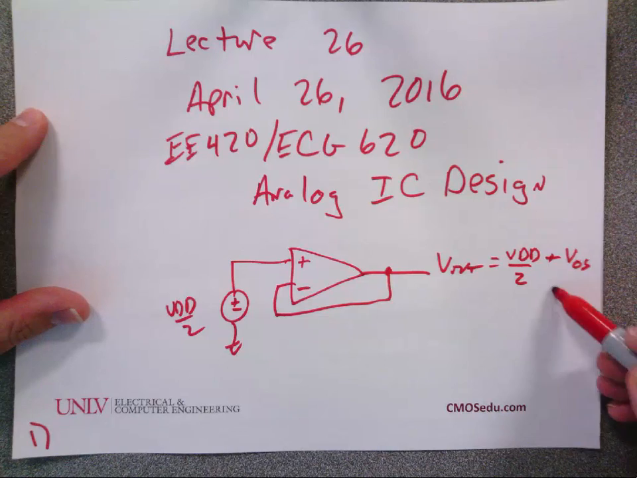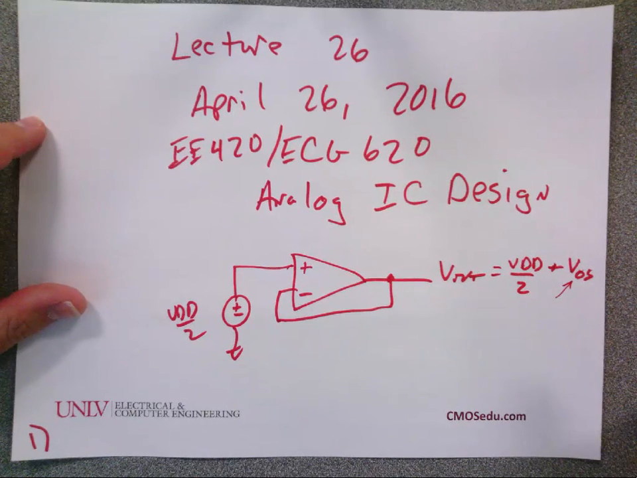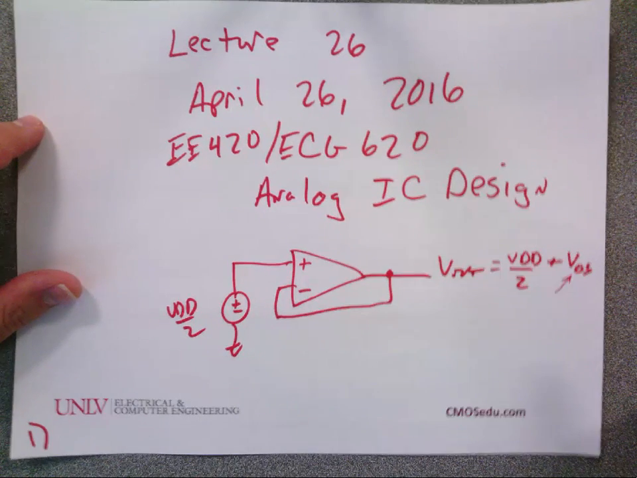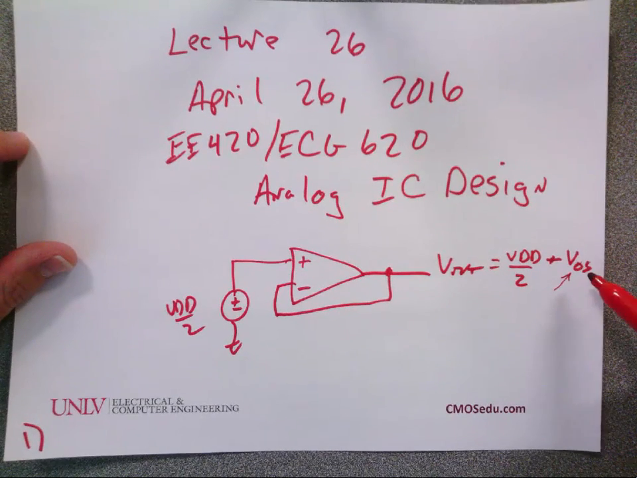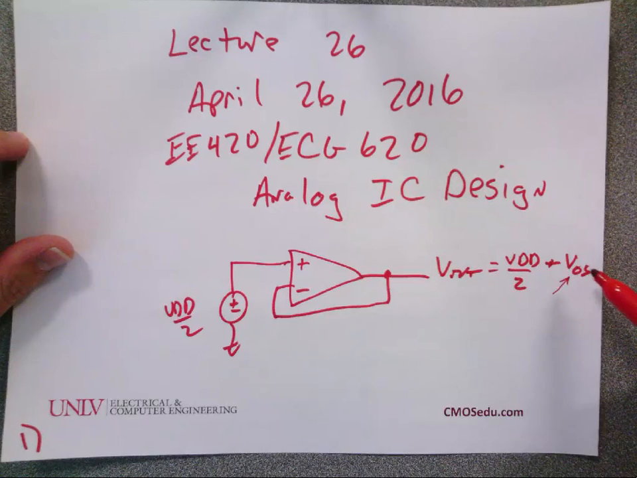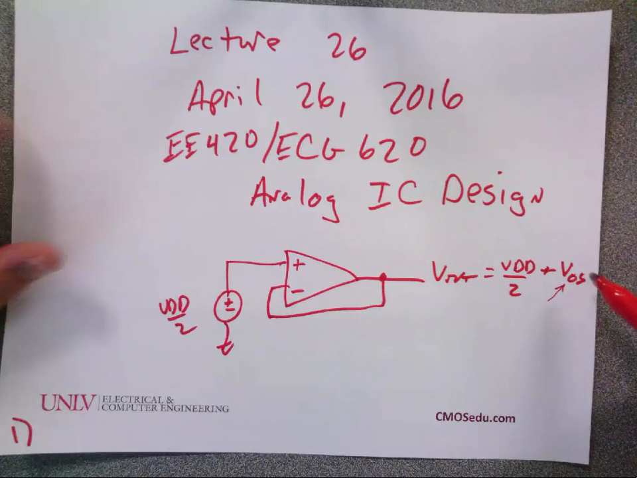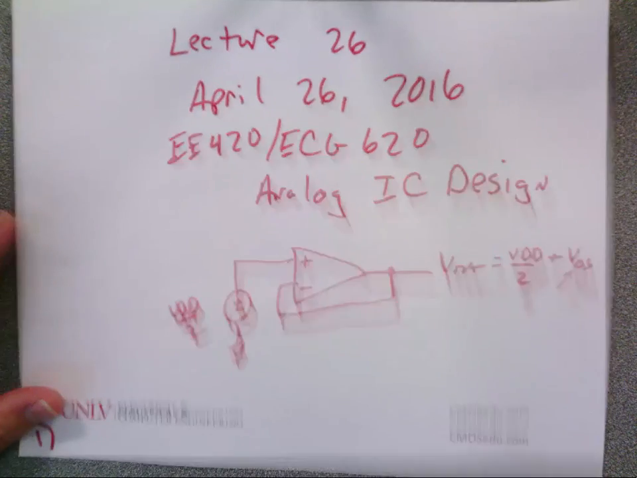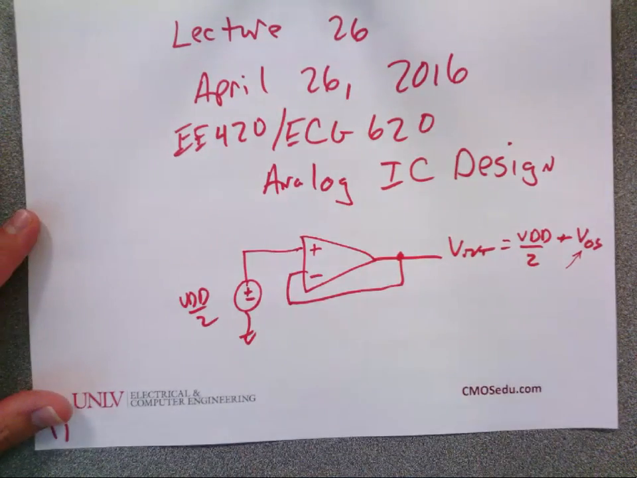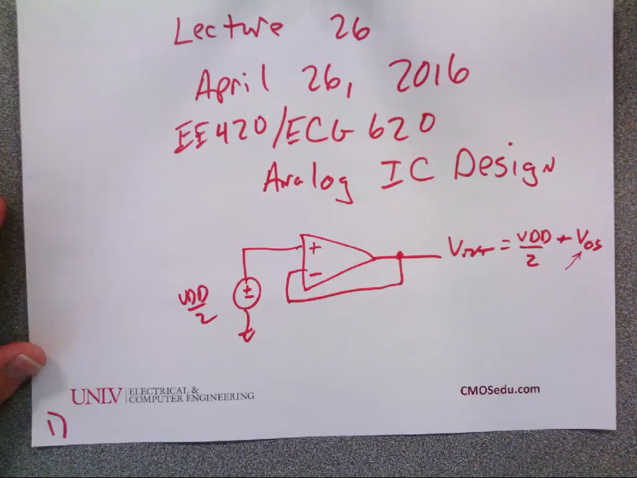Now you could argue that's not entirely VOS. A component of it will be the finite gain of the op amp. But generally that's small in a real op amp because the offset is due to mismatches in the input diff pair. So what's the two potential? Are they the same, roughly? Almost, but not really.